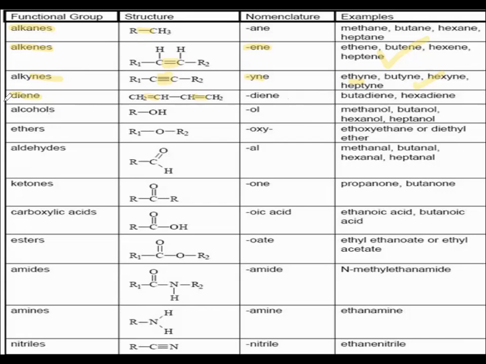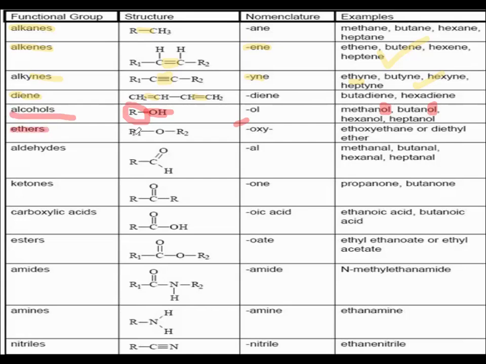In the next, we have alcohols. As I told you, alcohols are those compounds which contain a hydroxyl group. So here you can see that with the carbon atom, we have a hydroxyl group. That means we have alcohol. And alcohol is represented by the suffix ol, like methanol, butanol, hexanol, heptanol. It means that in the end, we remove the e and place ol as a suffix, and ol is representing that these compounds contain the alcoholic functional group.